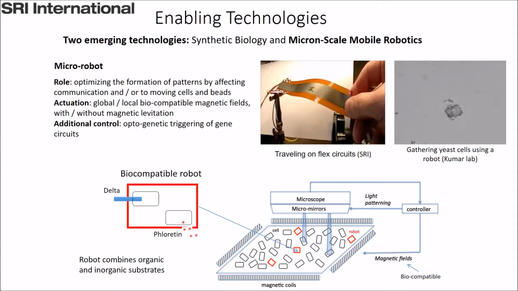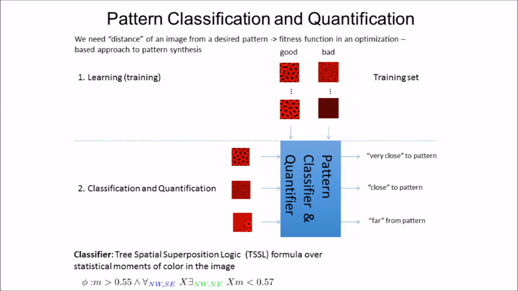One of the main challenges in this project is to determine time instances and locations of robot interventions to optimize the formation of global patterns. Other control points in this system are times and locations of light patterning that can trigger optogenetic circuits in the engineered cells. Desired patterns are specified through a friendly user interface.